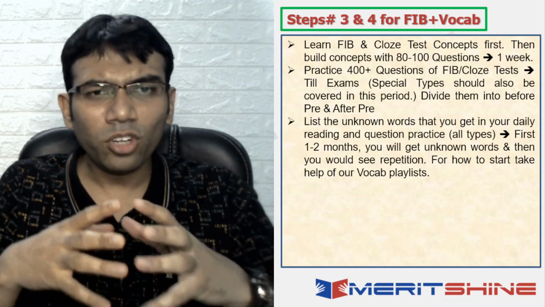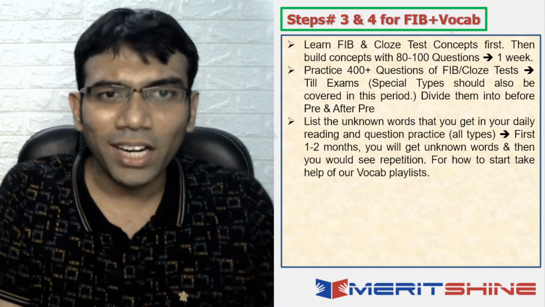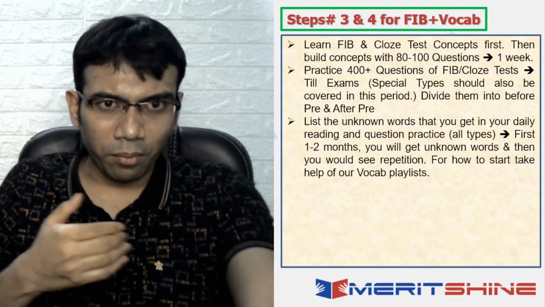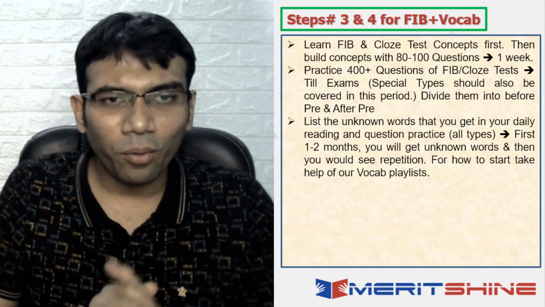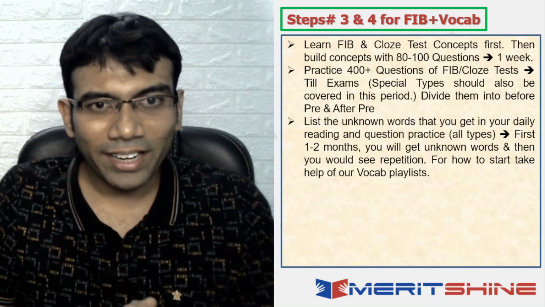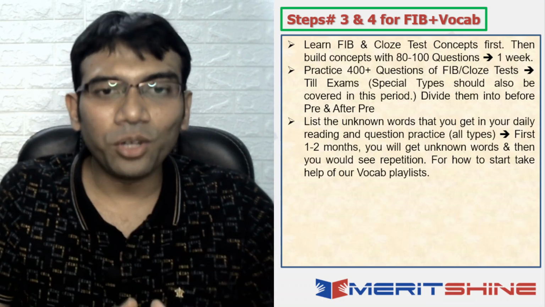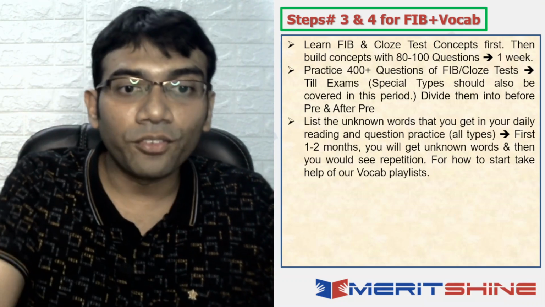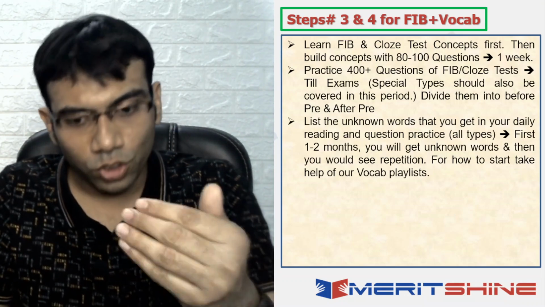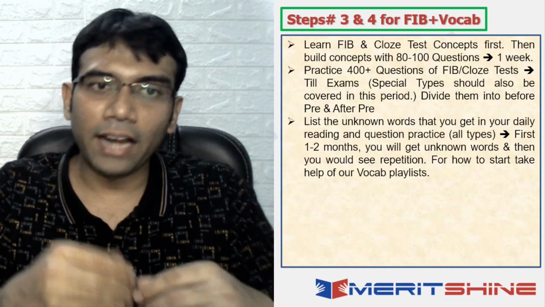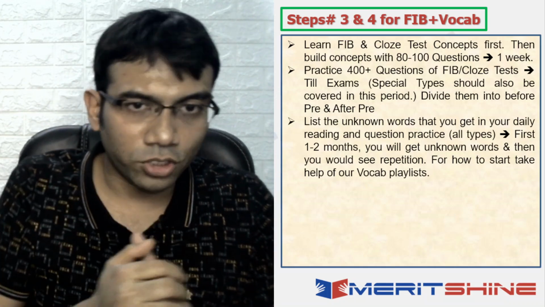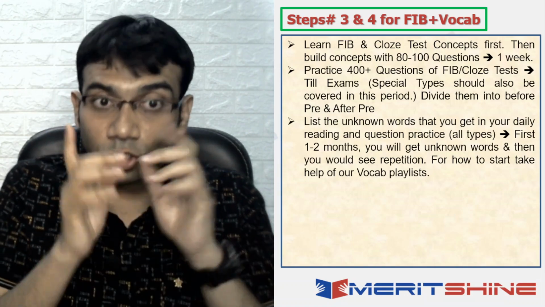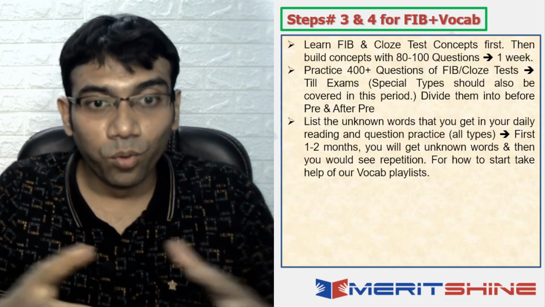For vocabulary, you do not need to pick up a dictionary or a word list book and go through it. No, you do not need to do that, right? You just need to list down the words that are unknown to you. Start with the vocab playlist of ours. You would understand the process and you have to just follow that process. Okay, so that is how vocabulary would get developed.